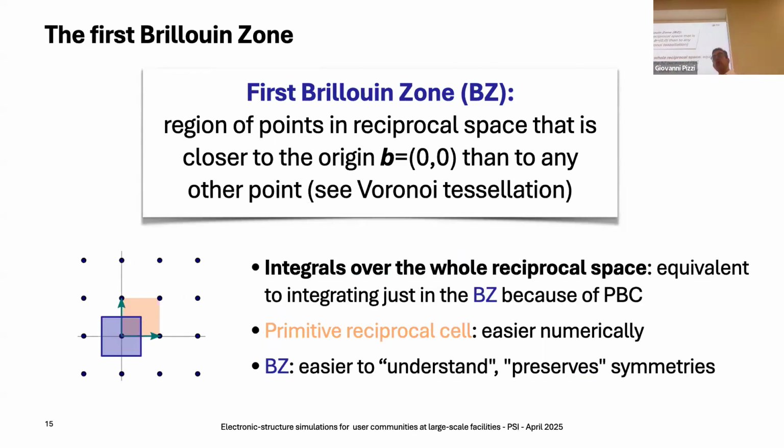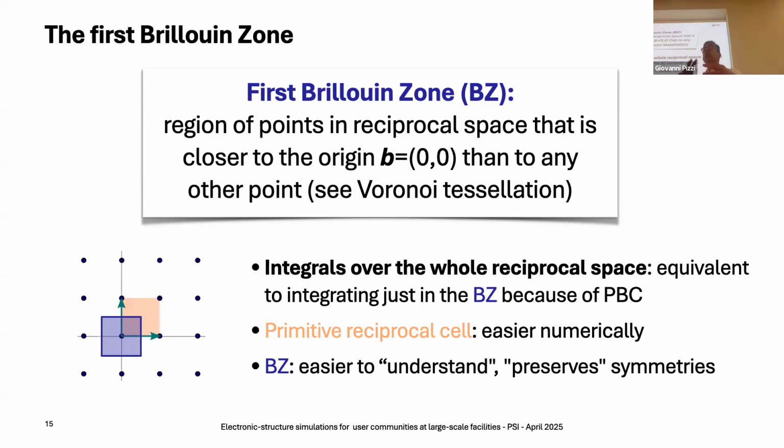Let's say there are numerical advantages of using one or the other description. In particular, using the primitive reciprocal cell, the orange one here, it's computationally easier because you just have to put numbers between 0 and 1 to make a grid in this region if you want to sample this region with a finite number of points. So in codes, typically, you would use this one.